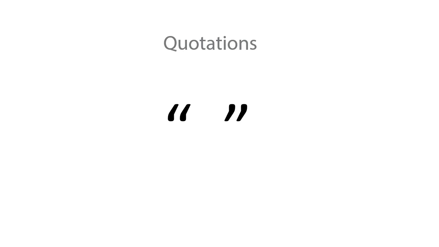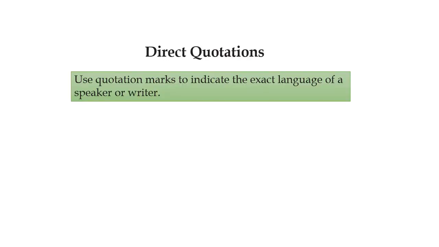In this lesson, we'll talk about quotation marks, and also, even though it's not a grammatical concept, how to use quotations correctly in writing. First, about quotation marks. We use quotation marks to indicate the exact language of a speaker or writer. So we only use quotation marks when we're actually copying the exact language, not paraphrasing, not summarizing, but using the exact language of a speaker or writer.